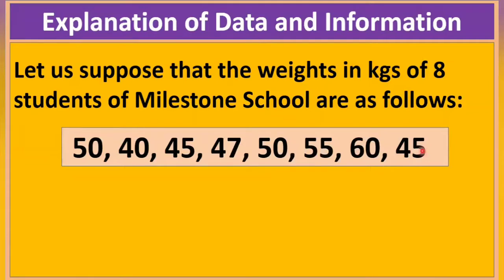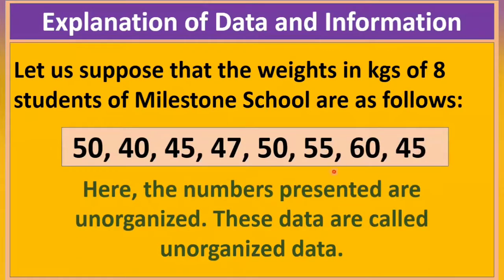So weights are taken at random and here the numbers are presented unorganized. That is, according to the numerical value, they are not in order, isn't it? Yes, so these data are called unorganized data.